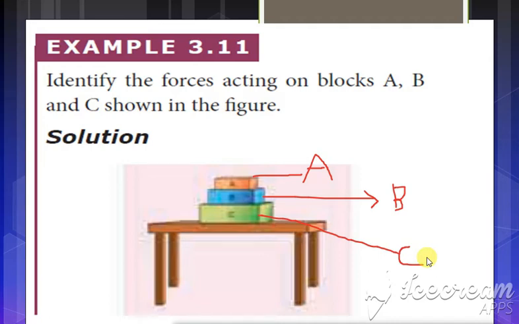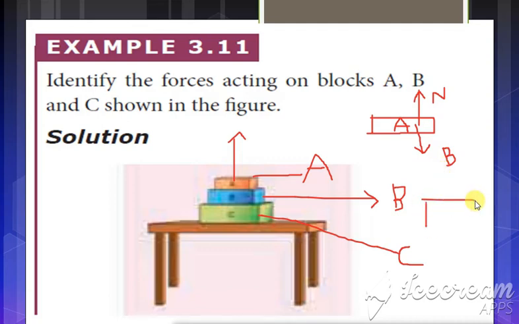So generally we know, first let us see one by one. General thing is, for the block A, whenever you are considering only one block, it has 2 forces, is it not? So what are the 2 forces? First one, normal force. Next is the downward force due to gravity, the force due to gravity we can say.